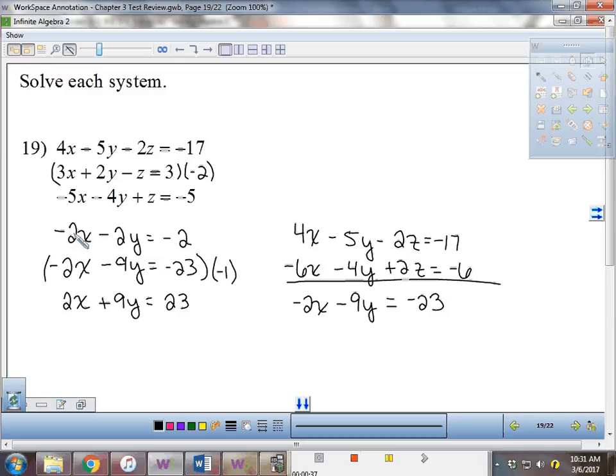So when I add these together, the x goes away. This gives me 7y is equal to negative 2 plus 23 is 21. Divide by 7, and y is 3.